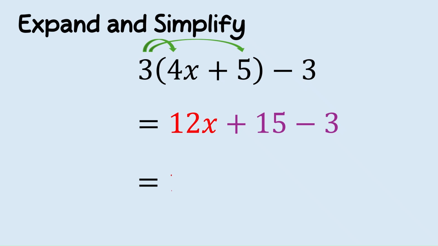Now we look to collect like terms. The only x term here is 12x, so that stays as it is. Then we have two number terms. We have positive 15 and negative 3. 15 minus 3 is 12, so this gives us 12x plus 12 when we simplify.